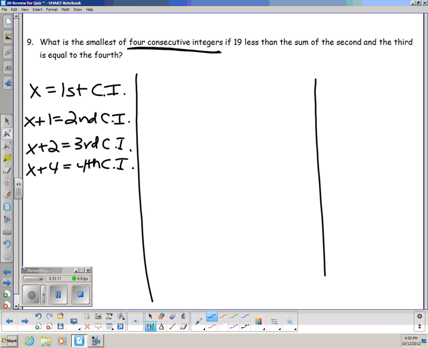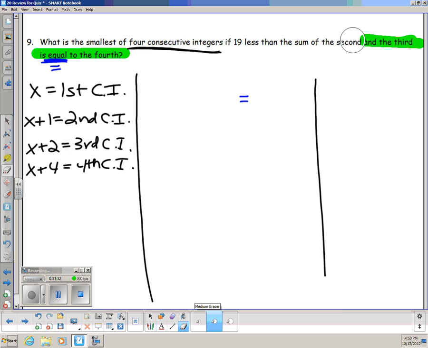Now here's the tough part. You have to find the equal sign when you read the sentence. 19 less than the sum of the second and the third is equal to the fourth. Here's my equal sign right here. That separates this. So actually, I want to unhighlight my highlight. Now that I underline the equal part.